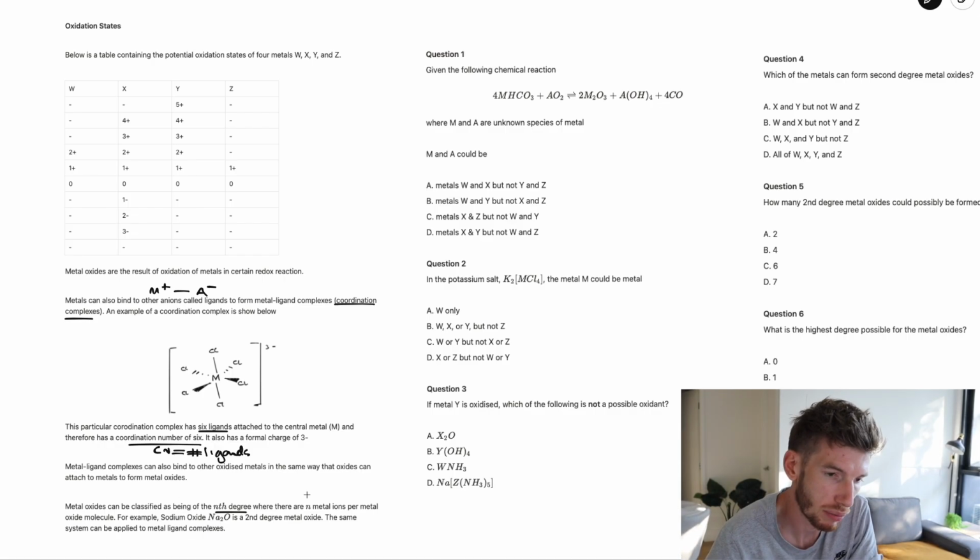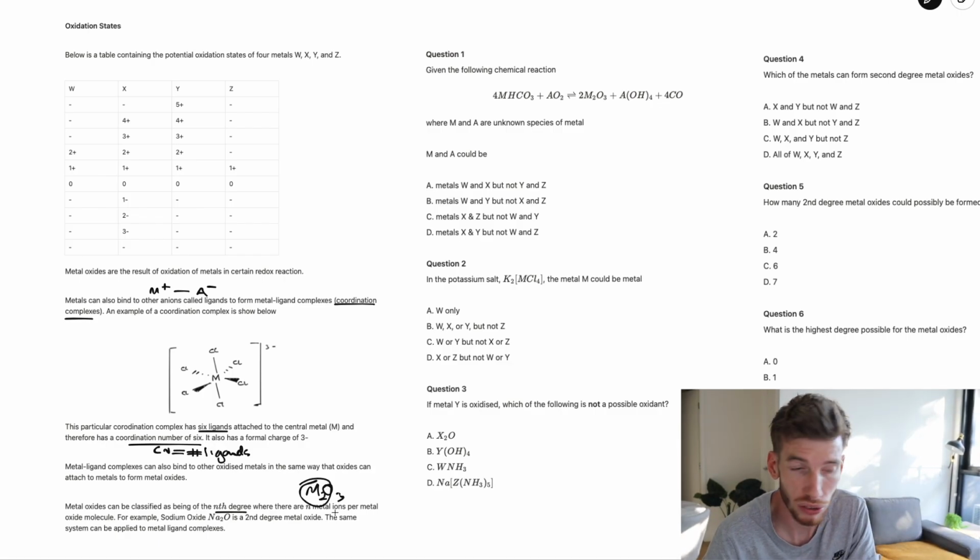But if we just took something like, for example, MO2 as a metal oxide formula, the idea is that this here is the number of metals shown. There's just one of them. Whereas if it were instead something like M2O3, that would have 2 metals per molecule or per compound.